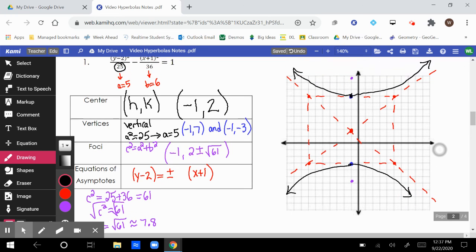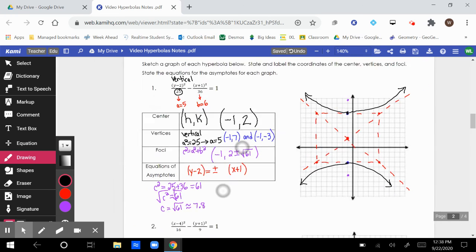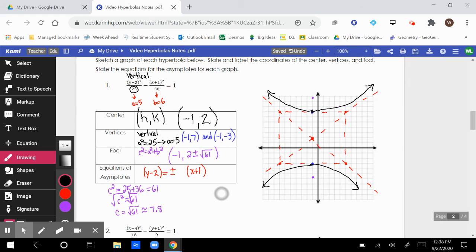Take this time to pause and copy any of these notes that you missed. I don't expect us to be experts at it just yet. We're going to practice this all in class tomorrow and probably the day after that.